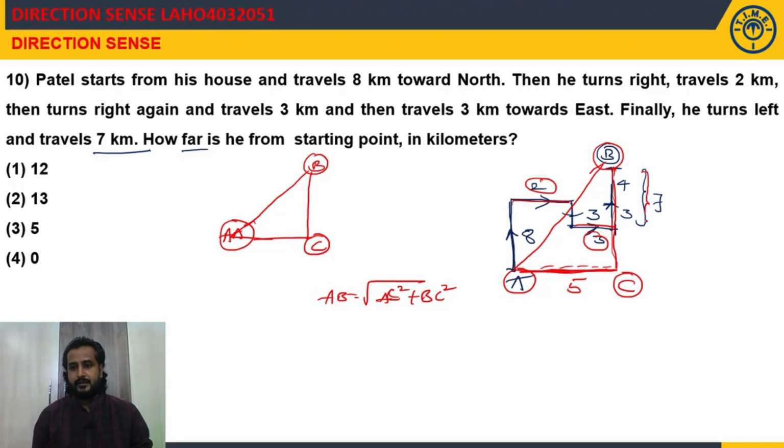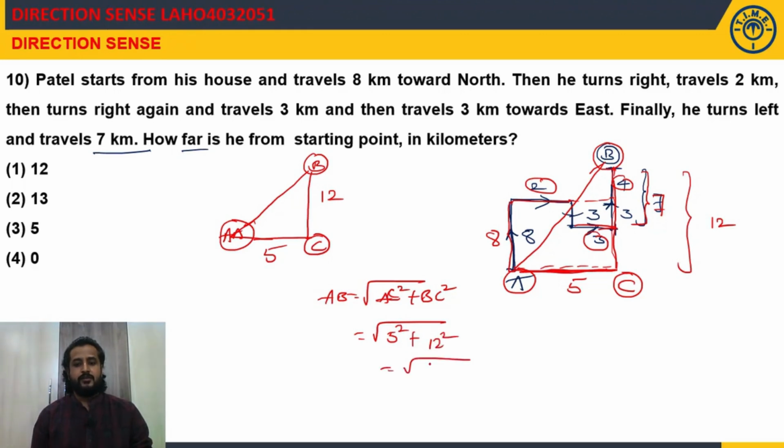Now I need to find out this distance. It is still here, how much? 7. Or else till here it is how much? 8. Right. So how much more? 4. So totally how much? 12. So this total distance is 12. So AC distance is 5 and BC distance is 12. So AC square equals 5 square and BC square equals 12 square. So 5 square is 25, 12 square is 144. So total 169, which is 13 kilometers. Choice 2.